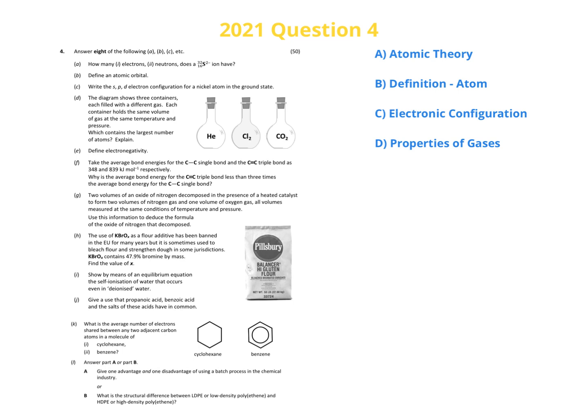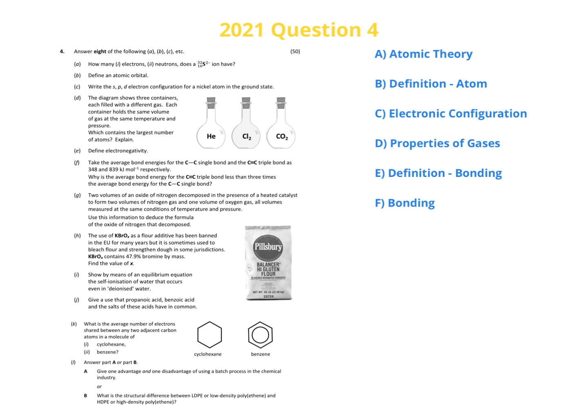Part E then asks you to define electronegativity. So that is a definition that comes from the bonding chapter. Part F asks you to take the average bond energies of a carbon-carbon single bond and a carbon-carbon triple bond as shown. And they ask, why is the average bond energy of the triple bond less than 3 times the average of the single bond? So that obviously comes from the bonding chapter, and we'll explore the answer to that in just a moment.